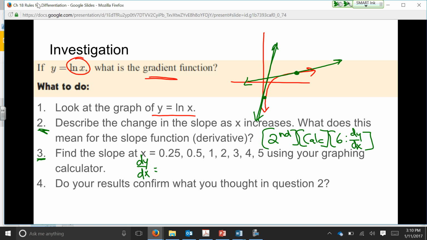When you plug in a quarter, you end up getting the derivative is 4. When you plug in a half, the derivative is 2. When you plug in 1, the derivative is also 1. You get 2, it's a half, and it's a third, a fourth, and a fifth. I would suggest you take the time to go ahead and try that on your own to make sure that you understand how to get those values and to then look at them.